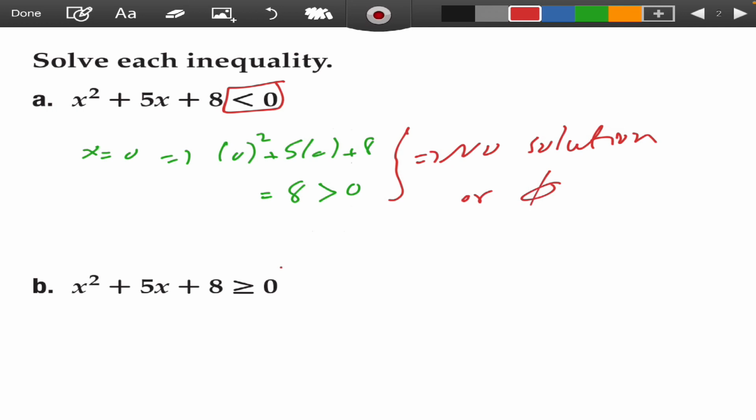Part B, the same question, but I need greater than or equal to 0. According to the result, 8, which is always positive. So we have two choices, greater than 0 or equal to 0. It's already greater than 0. It means the solution is from negative infinity to positive infinity.